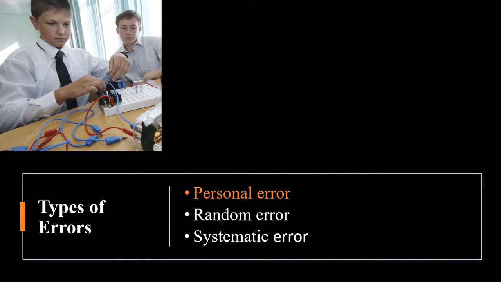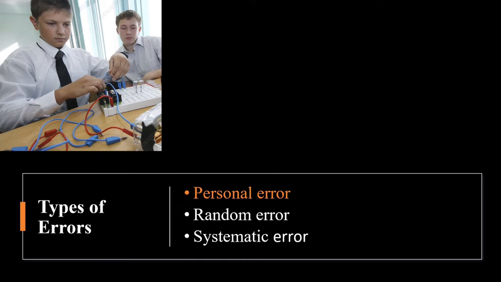Personal errors should never happen. If they happen, and they might happen, you have to repeat your measurement and avoid them, right? Because if you know that you have a personal error in taking a specific measurement, you have to keep repeating until you get rid of that error.